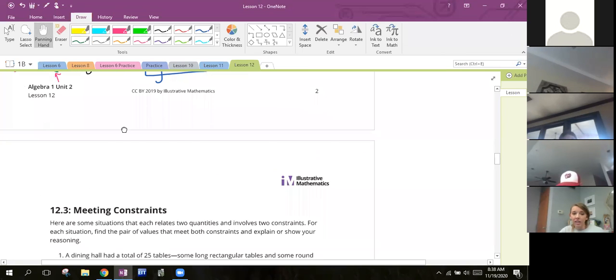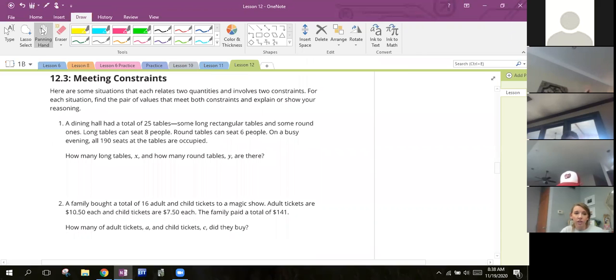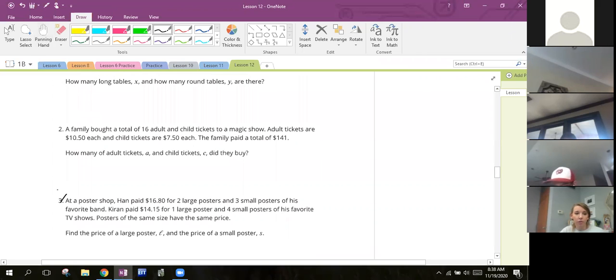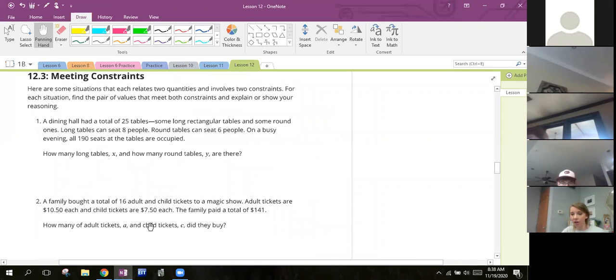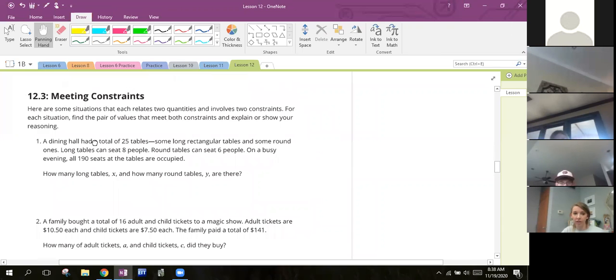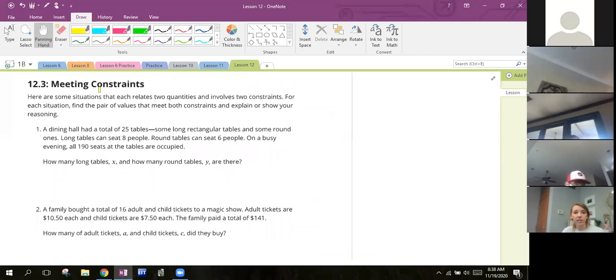Okay, so let's look at this next section. We're only going to do numbers 1 and 2, so you can go ahead and mark off number 3. I'm really going to help out with number 1, and then I'm going to give y'all a little bit of freedom for number 2 to see if y'all can answer it. So let's read these instructions. It says, here are some situations that each relates to quantities and involves two constraints, AKA we're going to have two equations. For each situation, we're going to find the pair of values that meet both constraints. So that means we're going to find that X and that Y that makes both of them true. So let's look here at number 1.